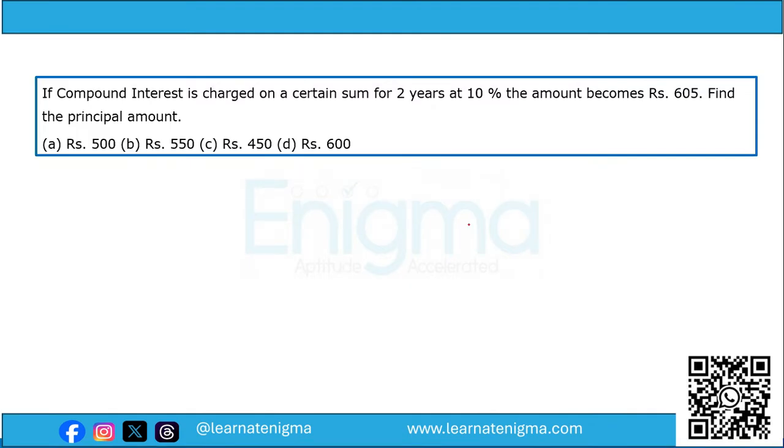If compound interest is charged on a certain sum for 2 years at 10%, the amount becomes rupees 605. Find the principal amount. Now we have the formula A = P(1 + R/100)^N. If we read the question, we have N = 2, R = 10, and amount = 605. So if we substitute it, we can easily find the value of P.